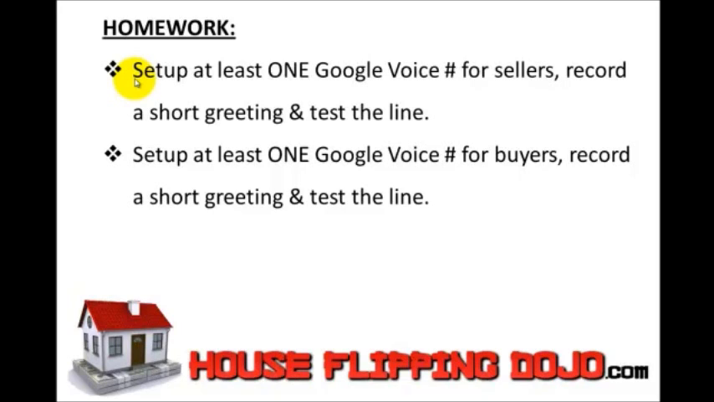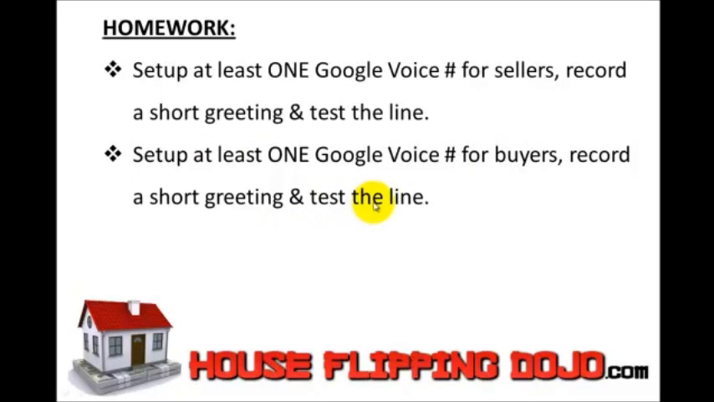Matter of fact, the key thing to everything that you do in this academy when you're setting up systems is to make sure you test everything out, to make sure everything is working the way it should. So when you call your Google Voice number, make sure you go straight to your voicemail greeting and that you're able to leave your messages, and then make sure that your emails are properly forwarding. The second assignment is to set up at least one Google Voice number for your buyers, record a short greeting for the buyers, and test the line.